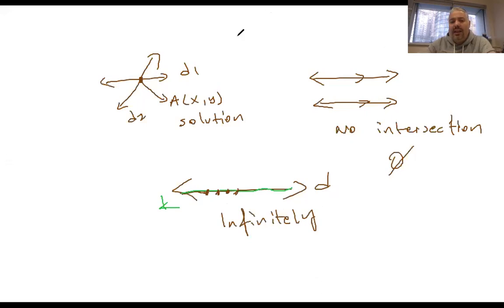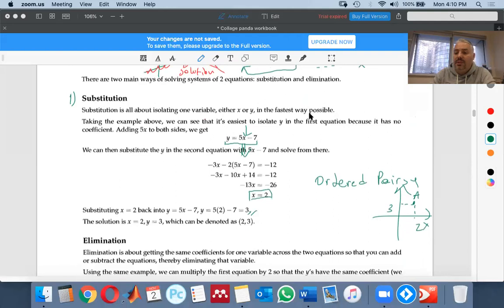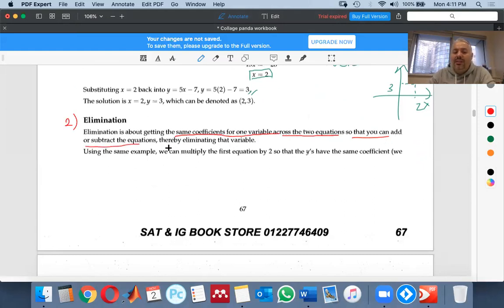So what are they now? Step by step, let's learn how to find the solution sets. The first one is substitution. Now the second is called elimination. So the elimination method. What is the elimination method? Elimination is about getting the same coefficients of one variable across two equations so that you can add or subtract the equations, thereby making it possible to eliminate the variable.